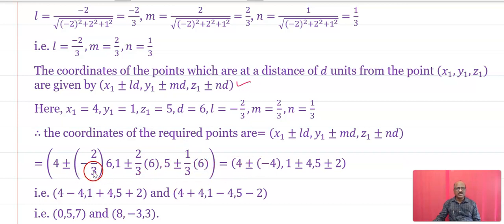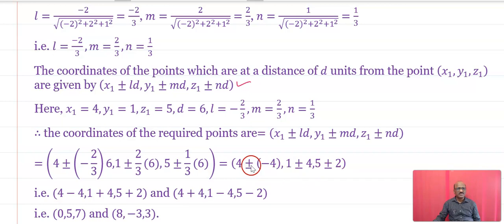If we simplify, -2 by 3 into 6 gives -4, 2 by 3 into 6 gives 4, and 1 by 3 into 6 gives 2. Therefore, 4 plus or minus (-4), 1 plus or minus 4, 5 plus or minus 2. And we will get two points.